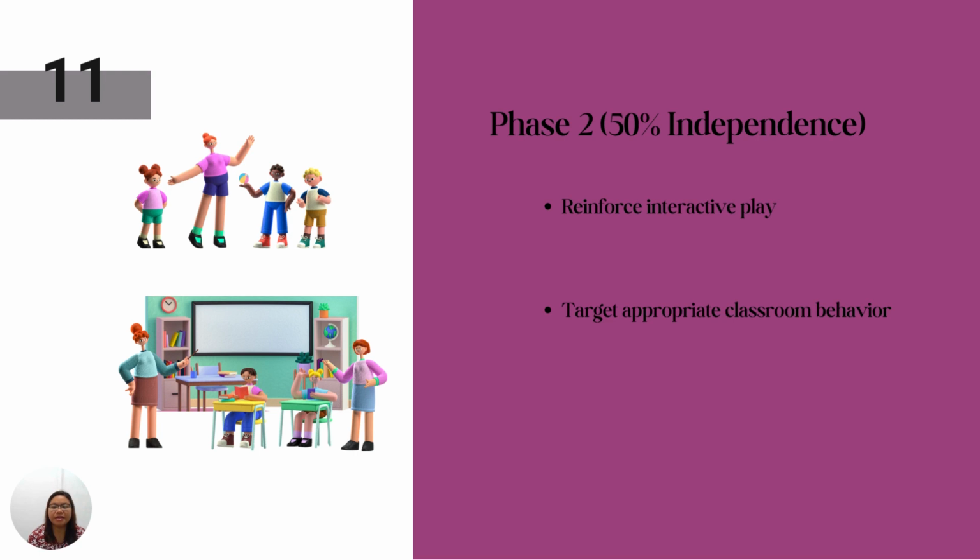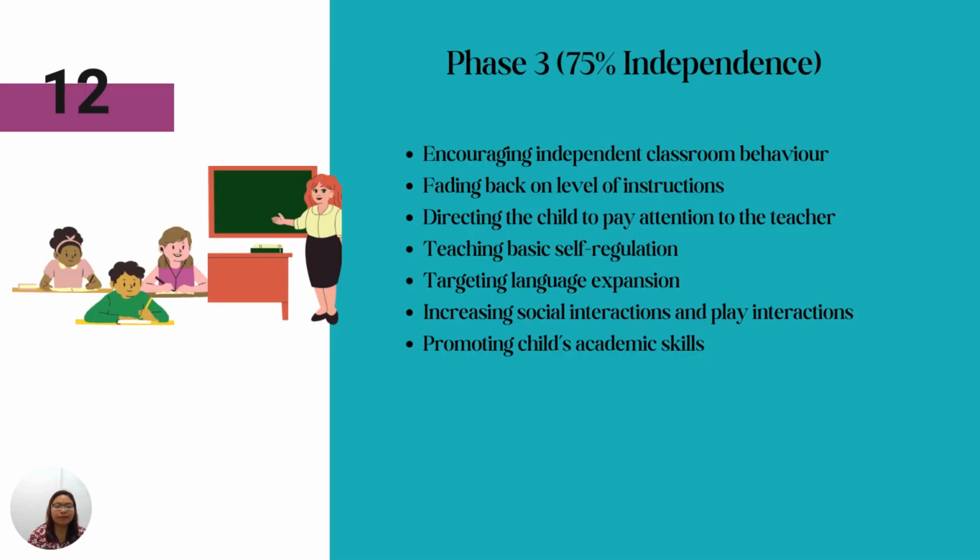In addition, every other action, response, or behavior should be independent, and the shadow must navigate carefully to ensure that they are only stepping in where needed. Phase three, aim for 75% independence.